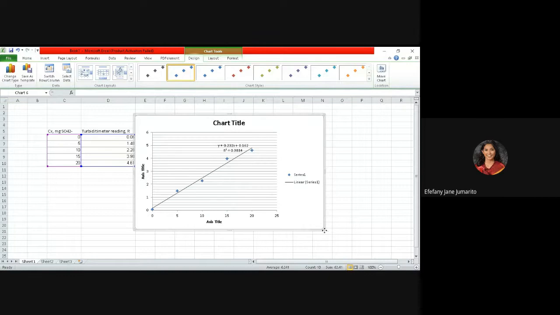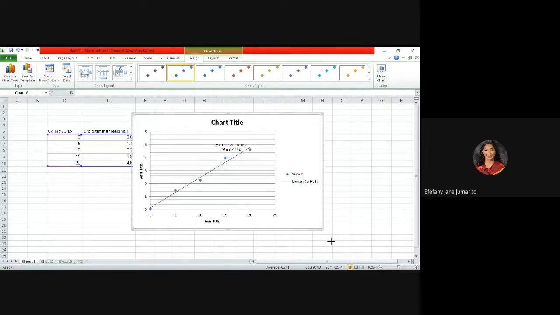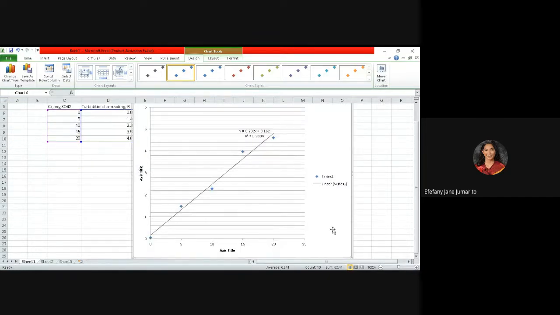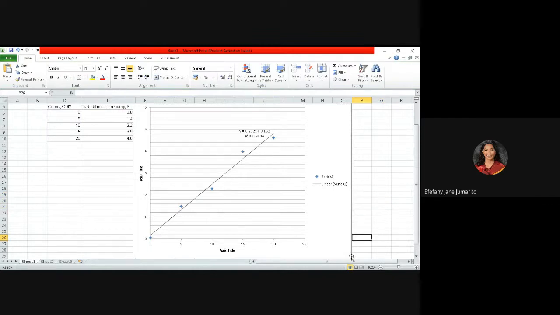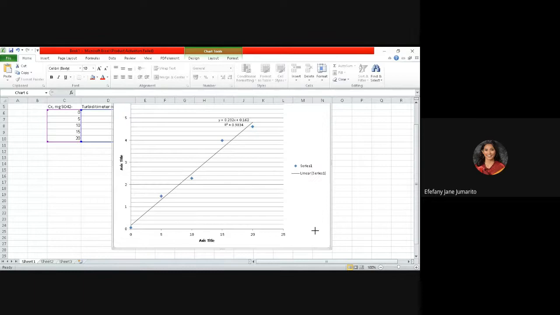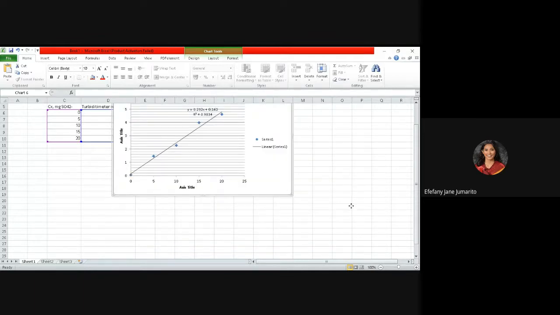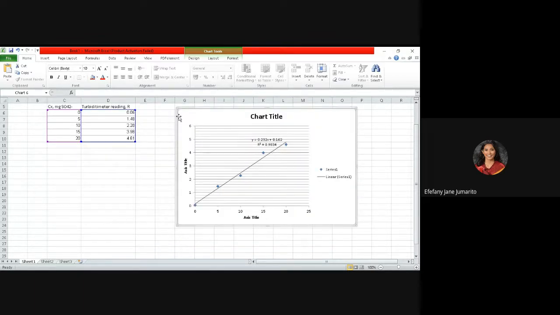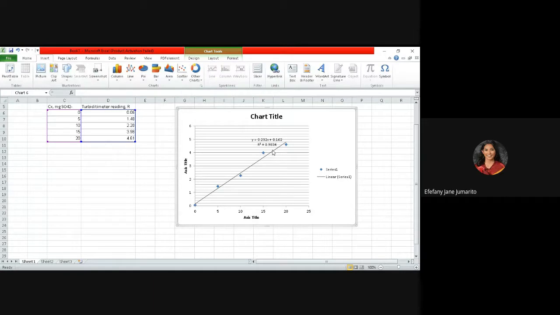Instead of going through a lot of complex calculations, you can easily get the equation of the line by just plugging it into Excel. So your equation of the line is y equals 0.232x plus 0.162.